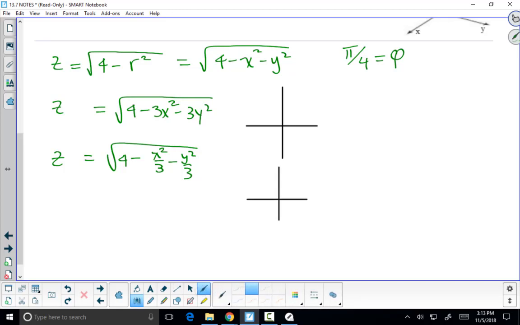So here, if you were to let y be 0, so that we're in the xz plane, we get the square root of that. So we get z squared.